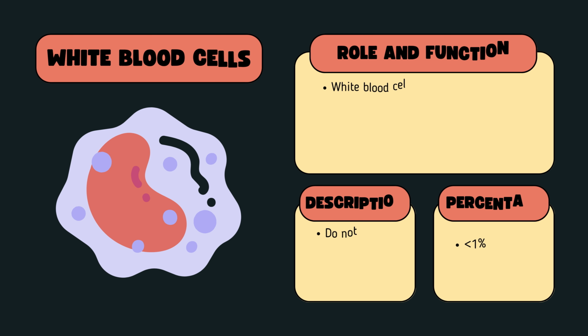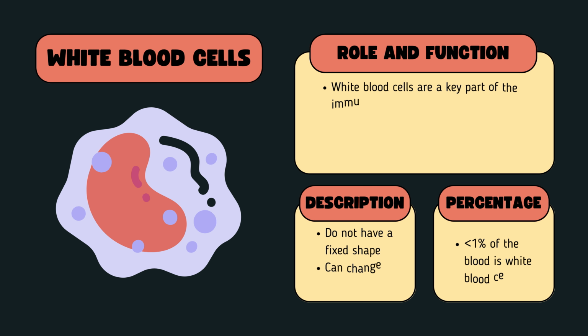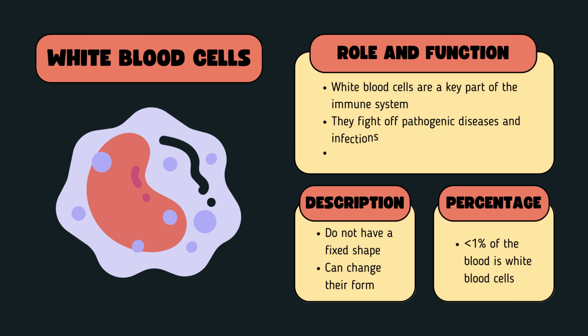Secondly, white blood cells. Let's start with role and function. White blood cells are a key part of the immune system. Moreover, they fight off pathogenic diseases and infections. Lastly, they are made in the bone marrow. Description: they do not have a fixed shape, can change their form, and there are two types: lymphocytes which release antibodies and phagocytes which engulf bacteria. Percentage: less than 1% of the blood is white blood cells.